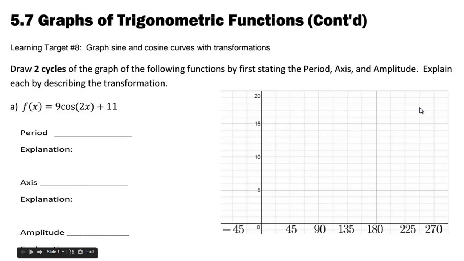Okay, welcome to lesson 7. This is where we actually start to graph sine and cosine curves with transformations. So we're going to draw two cycles. We're really just going to jump right into it.